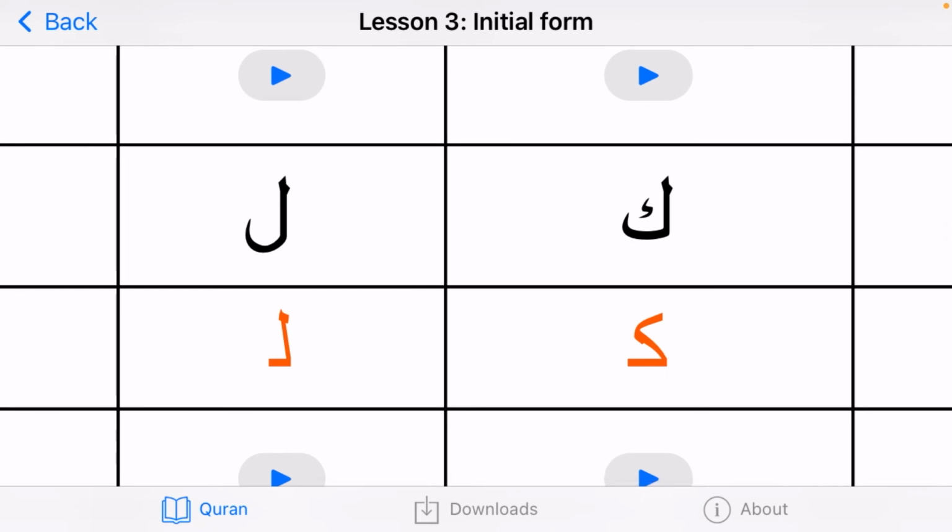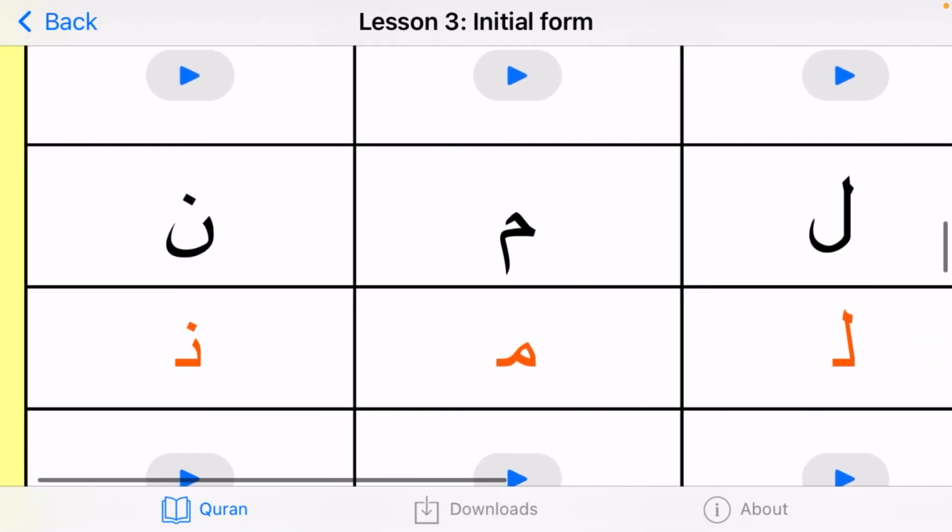Lam, the only difference between the lam in the original form and in the initial form is that a lam goes right down and back up in the original form, but in the initial form, it's just like a line and it looks like an L in the other way, if that makes sense.